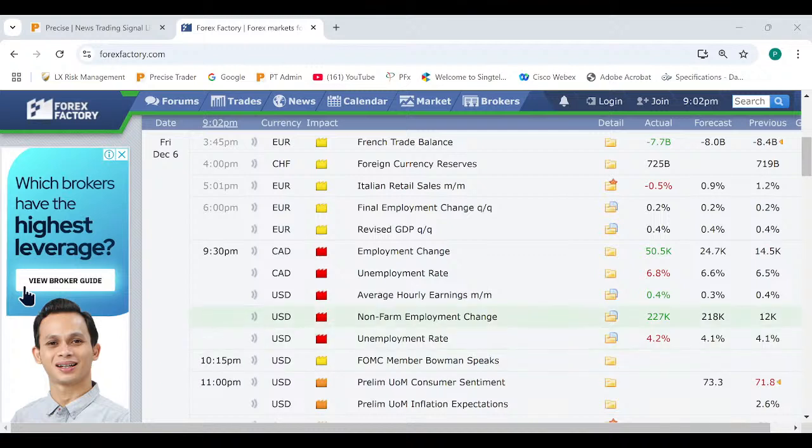Now, let's talk about the Canadian data. We have one good and one bad data. Employment change is good, unemployment is bad. Then US average hourly earnings is good, and the data came out as expected, and the unemployment rate is a bit higher. Which means we have two data that are good and one bad, which might give us dollar strength.